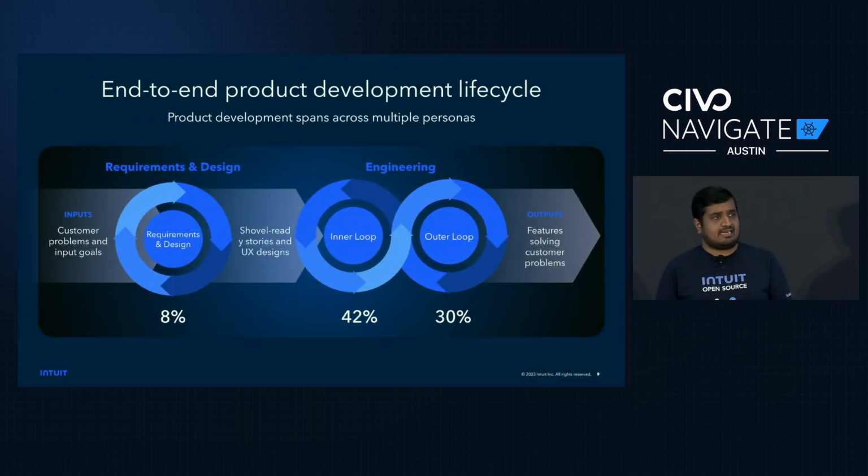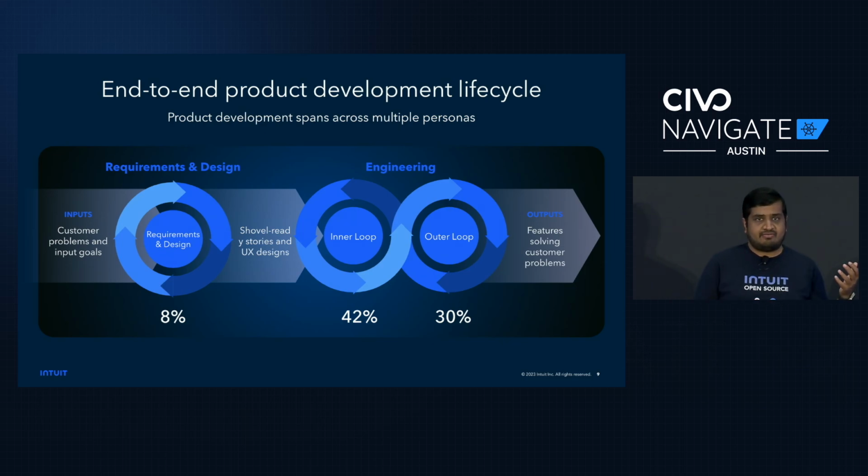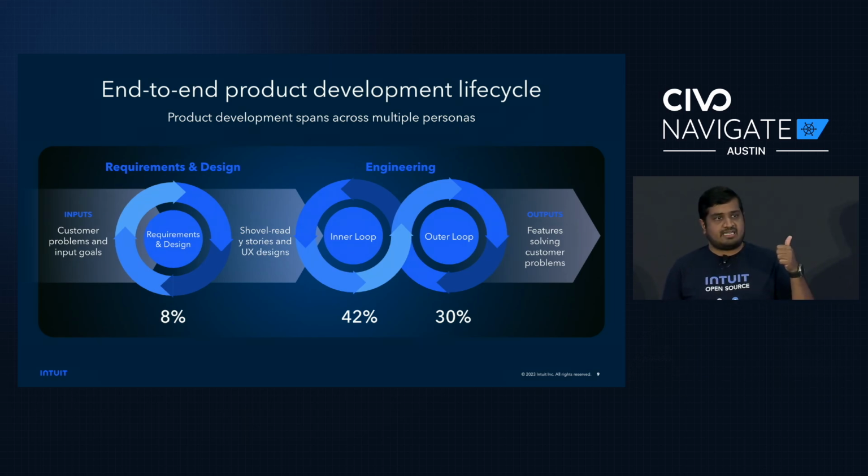But before I do that, the reason we started on this journey is because when we started measuring where developers spend time, on the left you have the inner and the outer loop, and on the right you have the requirements and design phase. The inner loop is where you spend your time coding, debugging, testing. That's where most developers spend 40% of their time. And the outer loop is when you deploy, test, and actually run things. That's where 30% of your time is spent.